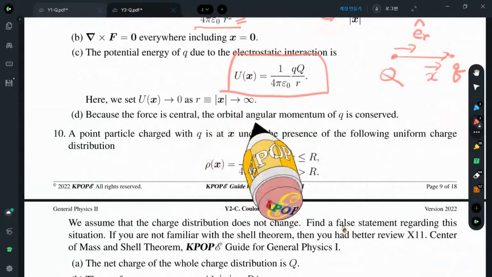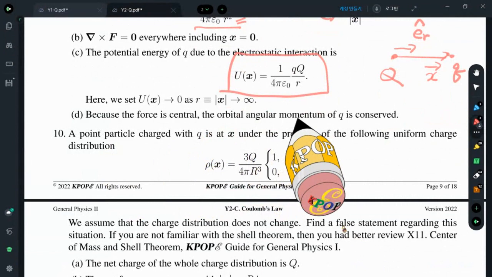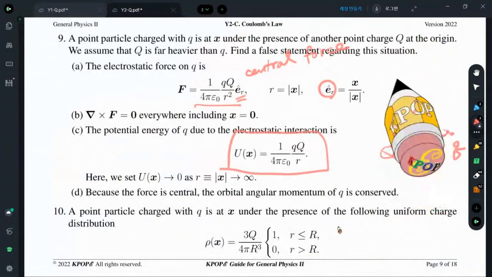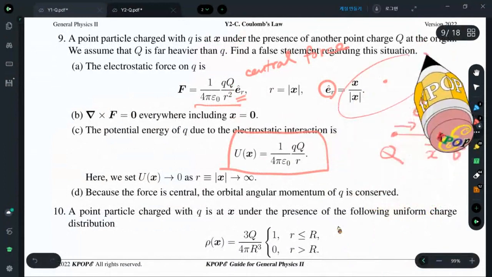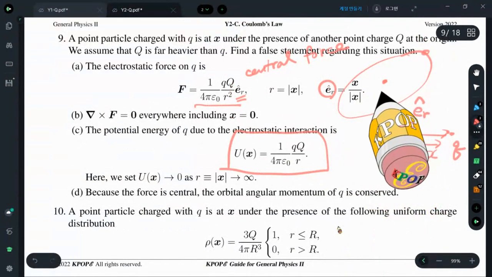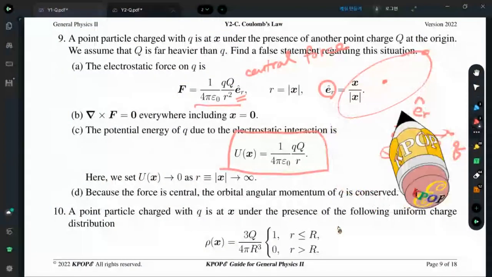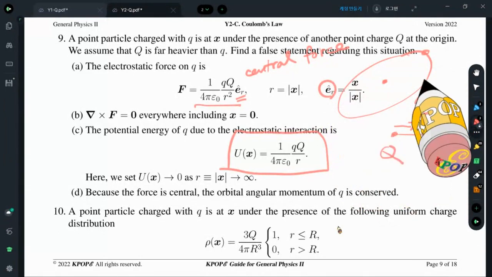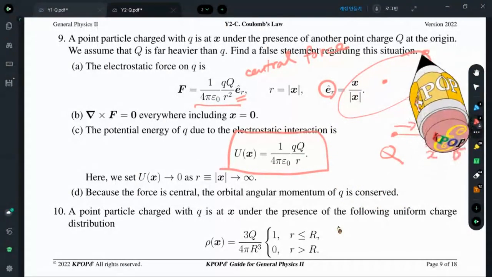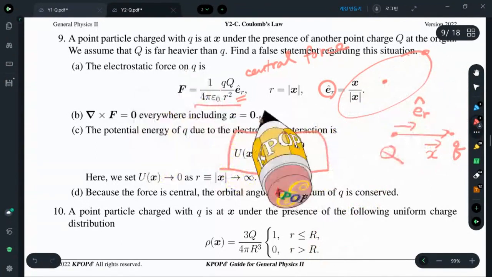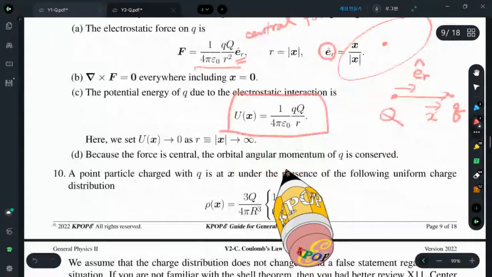Because the force is central, the orbital angular momentum of Q is conserved. Just like the motion of a planet around the sun, orbital angular momentum is conserved, right? That is related to Kepler's second law, angular momentum conservation. That is true for the electrostatic case.